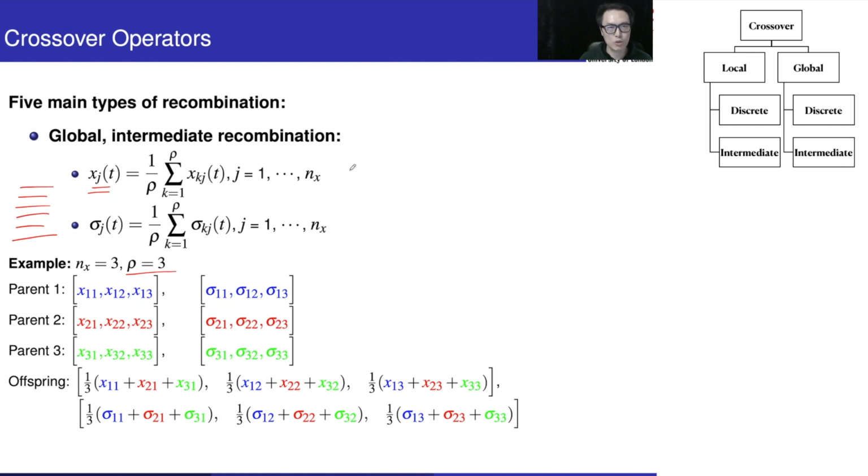And then now to implement this equation, in the first position, that is when j equals 1, we are talking about 1, 1, 1, the first position, and then take the sum of those and divide it by 3, because rho this time is 3. We choose 3 parents. The same applies to sigma. And then to move on to the next position, 2, 2, 2, and then the next position, 3, 3, 3, and so on. So this is the global intermediate recombination, or we call it crossover.